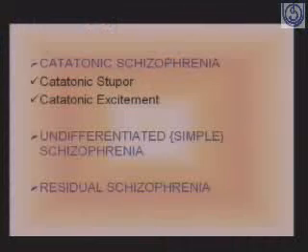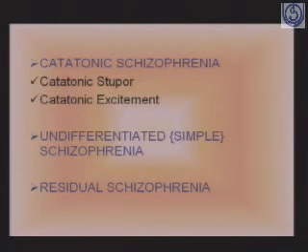Catatonic schizophrenia is characterized mainly by disturbance in motor behavior. It also has an acute, or sudden, onset, and it starts early in age, like we have said for hebephrenic, at an age of 15 to 25 years. There are two types of catatonic schizophrenia.